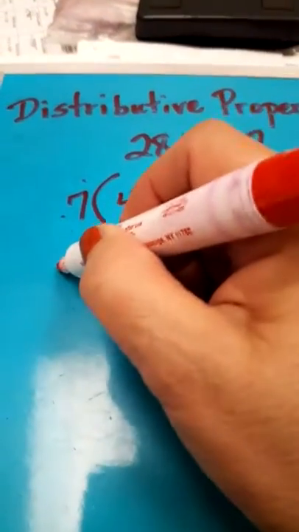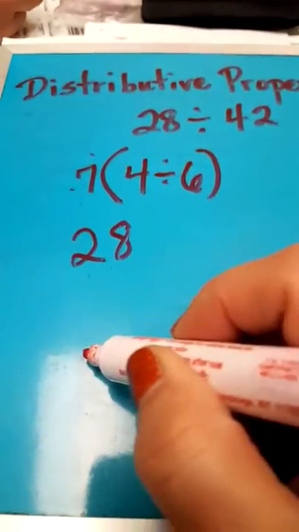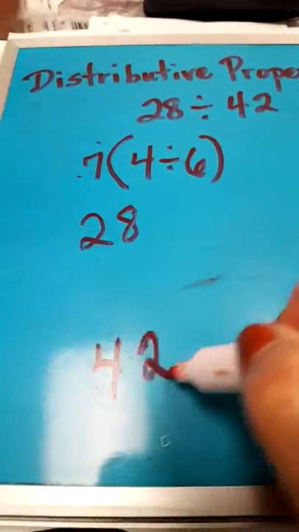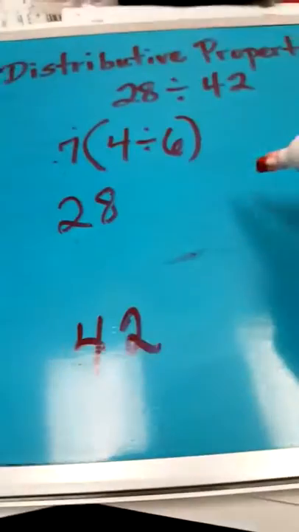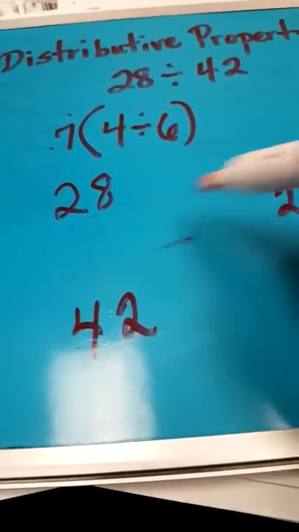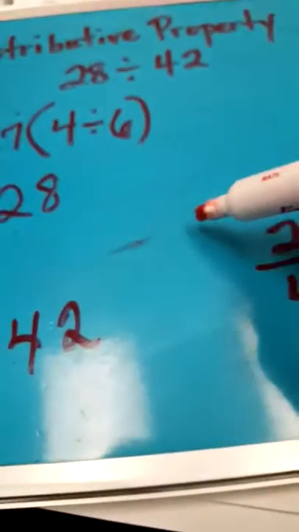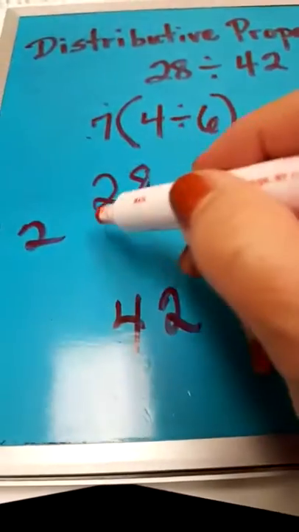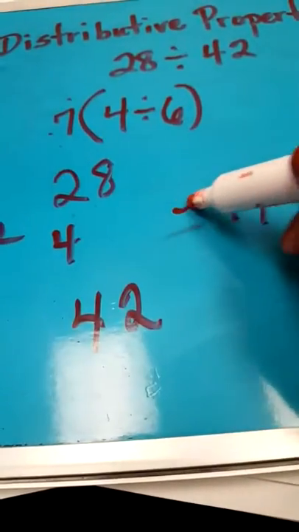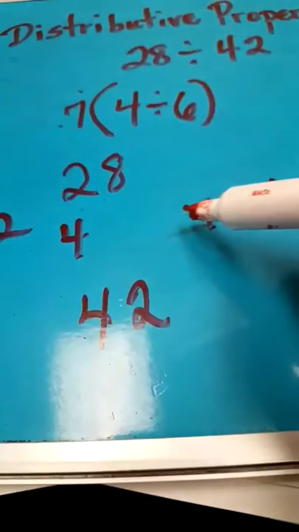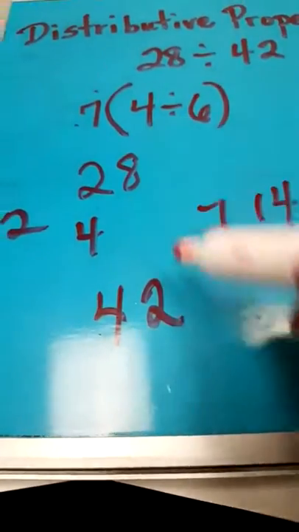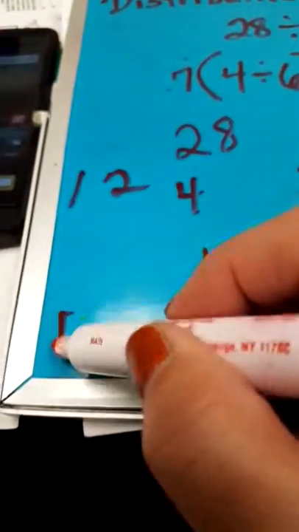Well, what happens if you didn't know what the GCF of 28 and 42 was? Then you would have to do rainbow. You would have to do 1 times 28, 2 times 14, 3 doesn't go in, 4 times 7, and the only numbers in between 4 and 7 are 5 and 6, and neither one goes in. Then you would have to do the same for the 42.